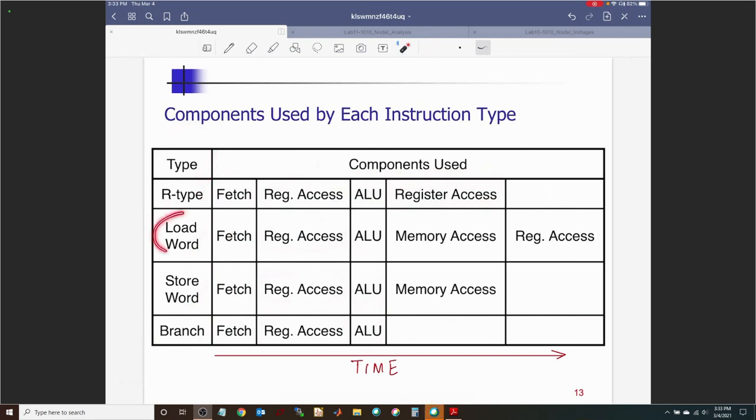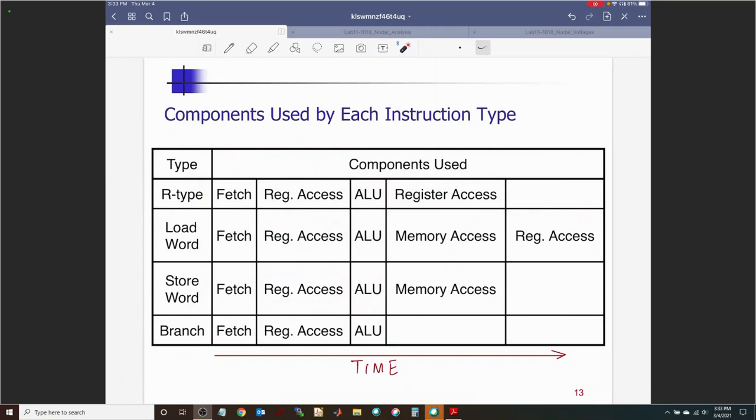As far as load word is concerned, you need to do instruction fetch, need to access the registers, need to add to compute the target address. Then you need to do a memory access because you're reading the memory now. And then you also need to write it back to the register file. The register access is also required.